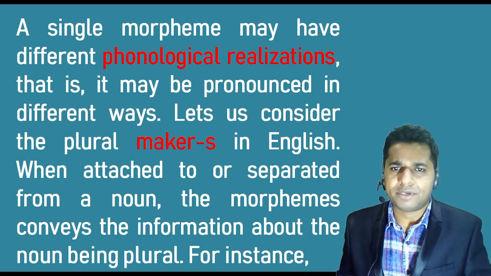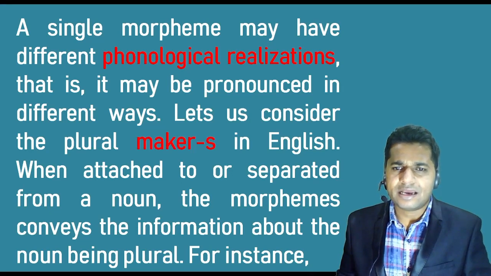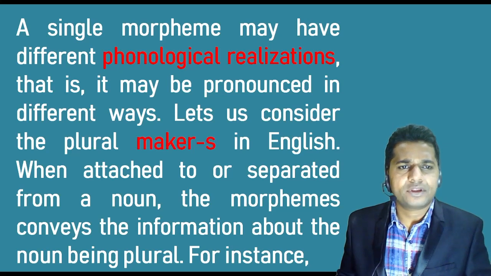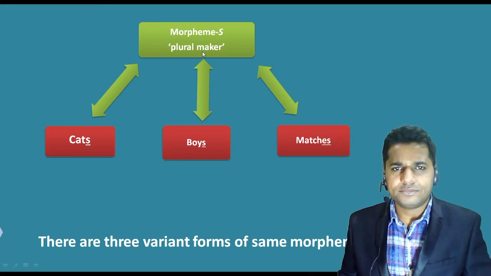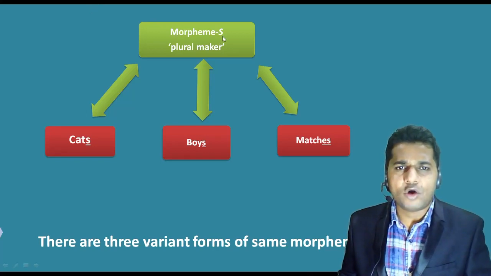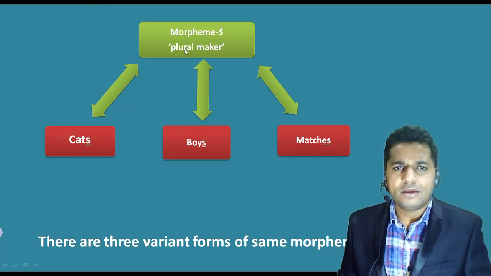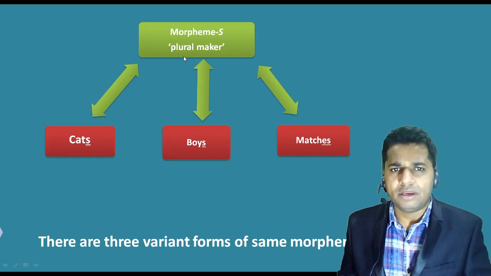That is, it may be pronounced in different ways. Let's consider the plural marker in English. When attached to a noun, the morpheme conveys the information about the noun being plural. Now let's try to understand this through an example. If you see this here, morpheme S. Now we will discuss this S morpheme. S is a plural marker, and S is a minimal unit of a word.